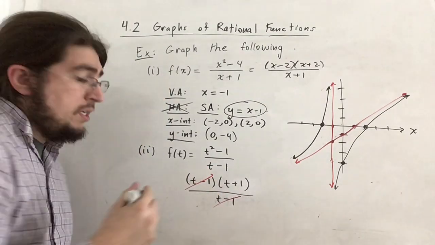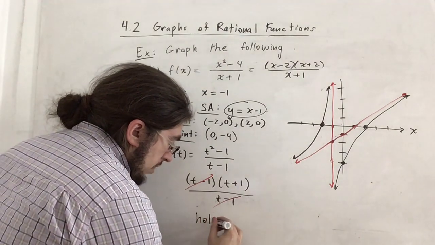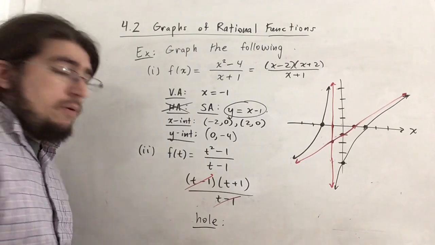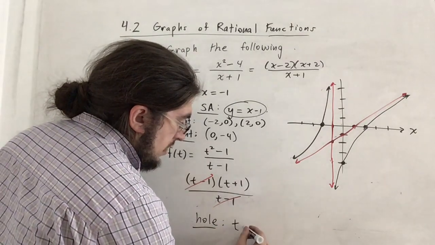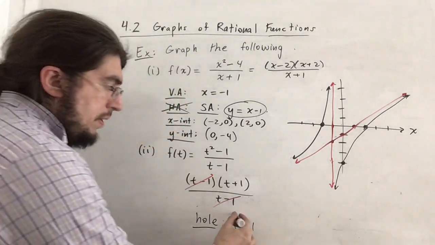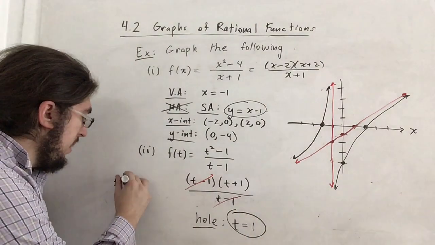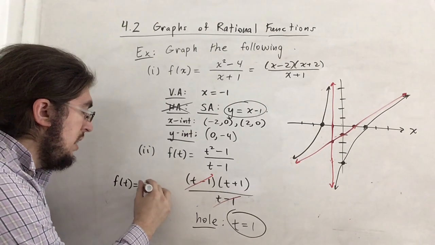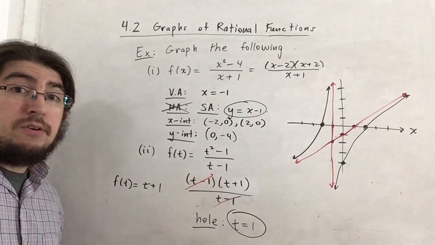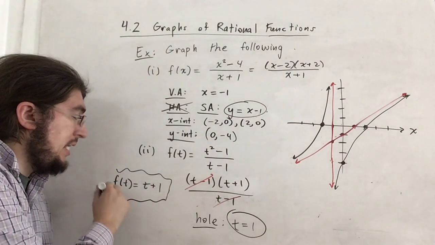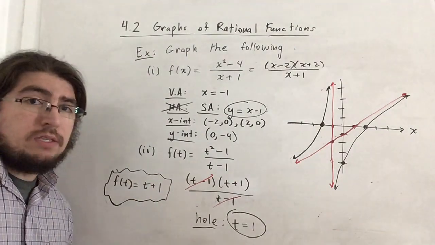When you have cancellation, there is a hole at that factor being equal to 0. So when t minus 1 is equal to 0, we get t is equal to positive 1. T is equal to +1. So that's our hole. Also notice what we have left over now is f of t is equal to t plus 1 after we cancel. So graphing t plus 1 is actually way easy. The only thing we have to consider now is just the hole.